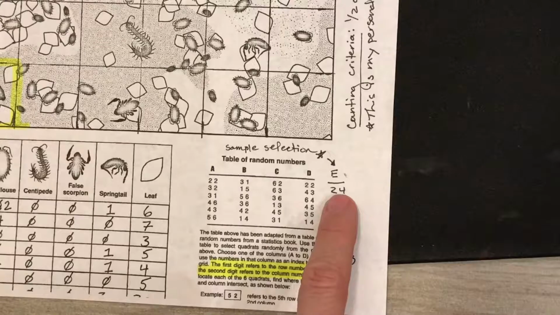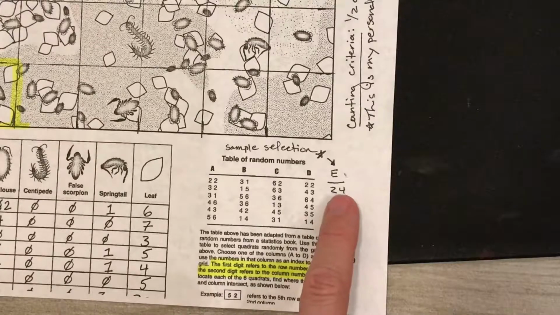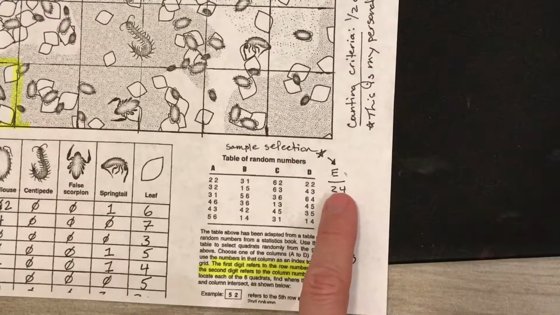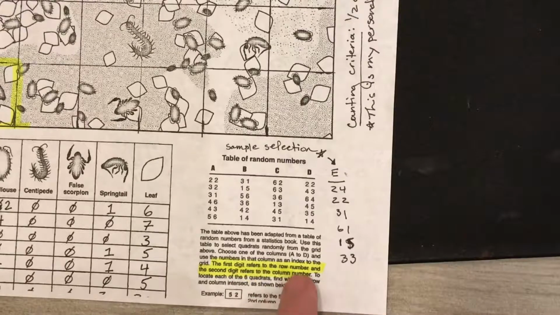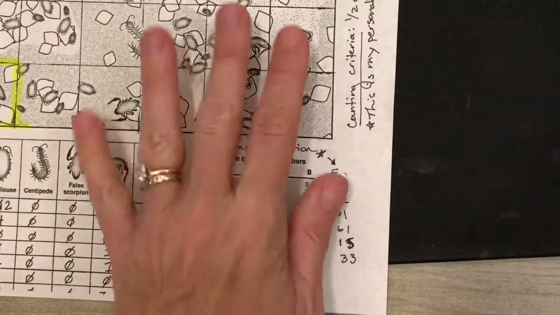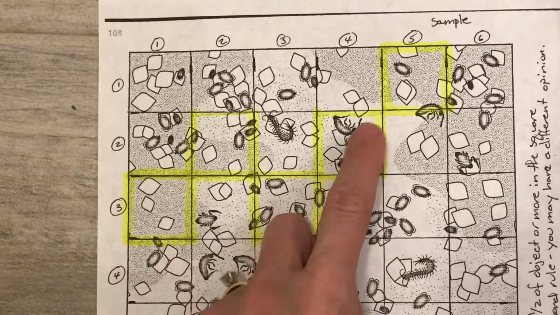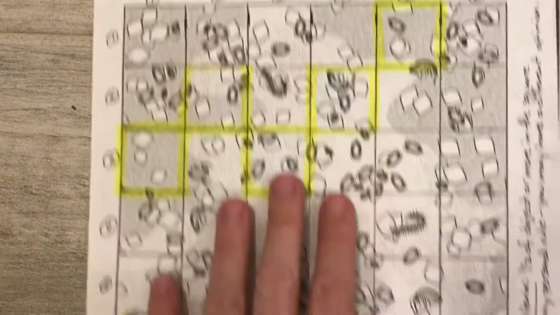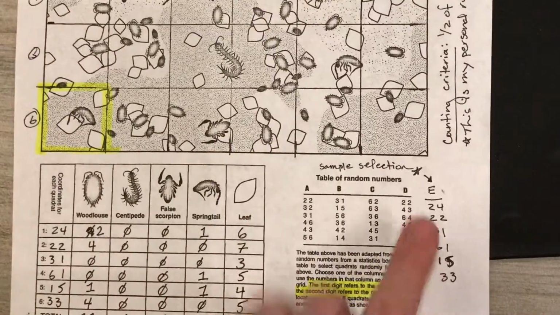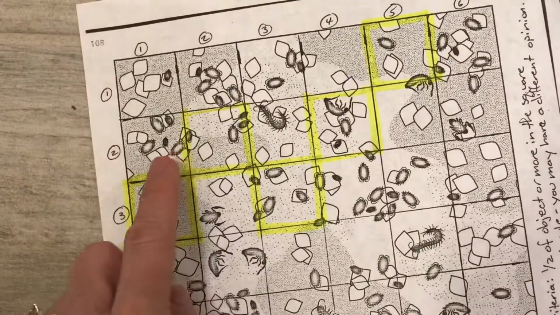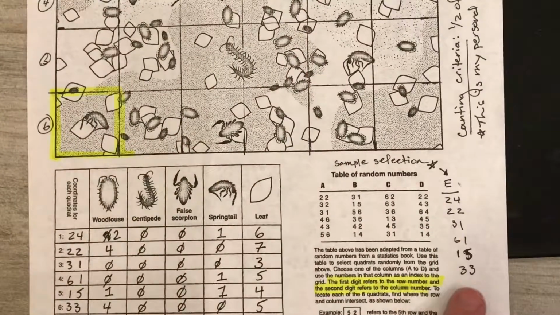So you can see my first square I'm going to be choosing is 2, 4. First number is the row, second is the column. 2, 4 is right here, and I highlighted it. The next one is 2, 2. 2, 1, 2. It's this guy. And so on and so forth.